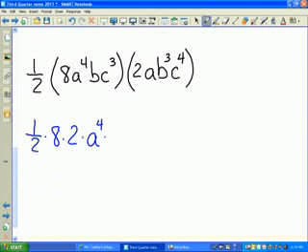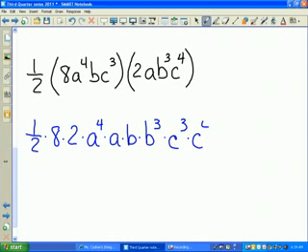So now I go a to the fourth times a times b to the third times c cubed times c to the fourth. So now, first things first, I want to combine 8 times 2. 8 times 2 is 16. And then 1/2 times 16 is just basically 8. Now, a to the fourth times a, that will give me a to the fifth. B times b cubed will give me b to the fourth. C cubed times c to the fourth will give me c to the seventh.